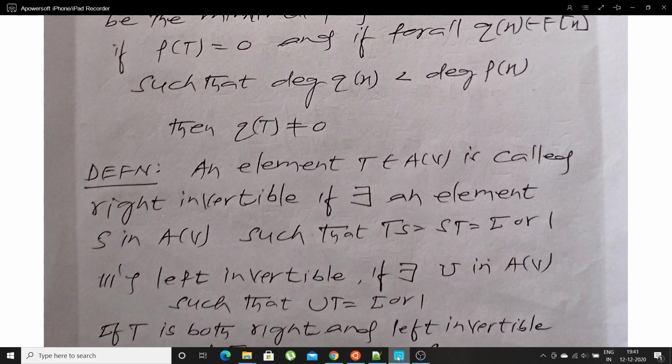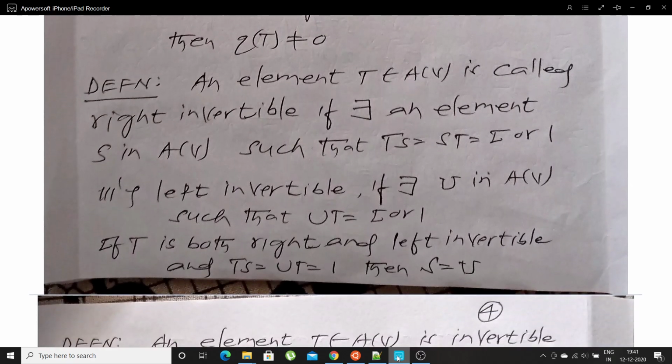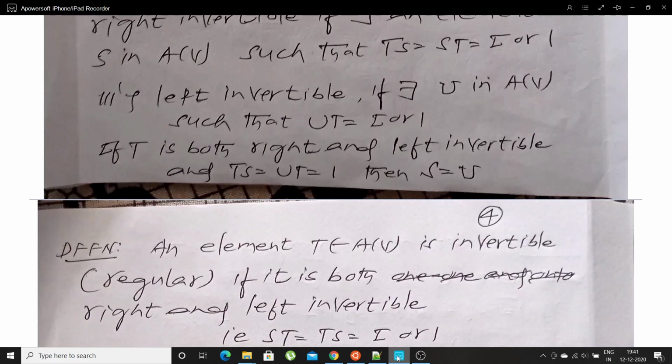Left hand side. If t is both right as well as left invertible, that means ts is equal to ut is equal to 1. If it is so, then we write it as s equal to what? U. Let me define another definition. An element t belongs to A(V) is invertible. That means it is right invertible as well as left invertible. As we have seen in the ideals. Left ideal, if the left ideal is equal to right ideal, then we call it as an ideal.